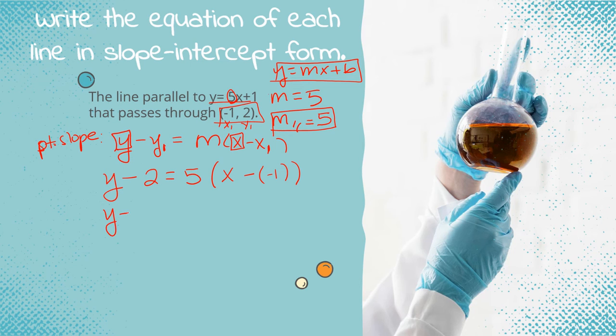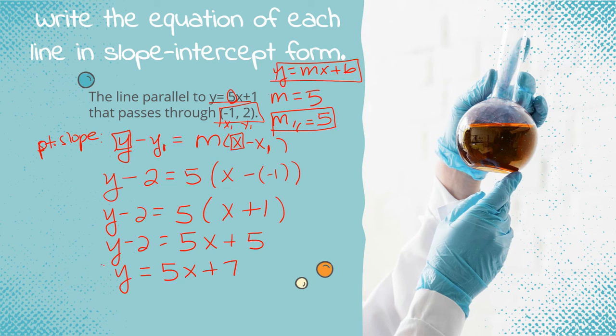So let's clean this up a little bit. Let's go ahead and inside the parentheses, that double negative is going to make a positive. Then I can distribute my 5. So I would have 5 times x and 5 times 1. And then lastly, this is almost in slope-intercept form. All I need to do is bring that 2 over to the other side by adding 2 on both sides, and I would get this, which is in slope-intercept form.